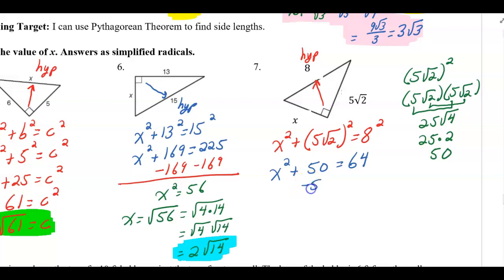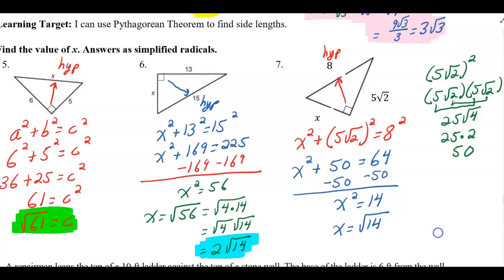At this point, we're going to subtract 50 from both sides. We will get x squared is equal to 14. We take the square root of both sides, so x is the square root of 14. So the final answer to number 7 is the square root of 14.